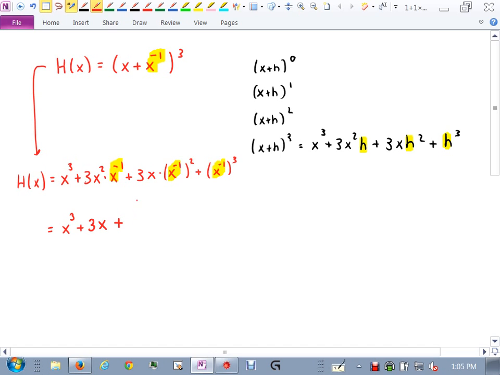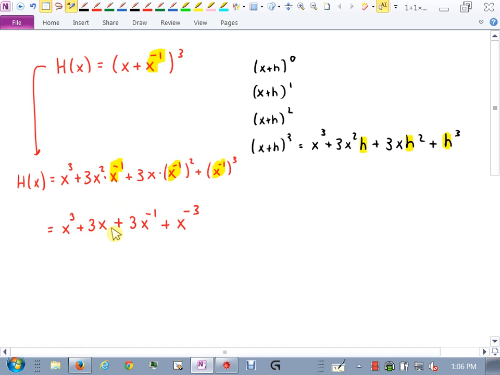plus, let's see. Here, if I have something to a power and then to another power, I multiply. So that's negative 2, yes? This one is x to the 1. So what's x to the 1 times x to the negative 2? X to the negative 1? Again, subtracting, right? 1 take away 2. And then the last one, x to the negative 1 cubed would be x to the negative 3.